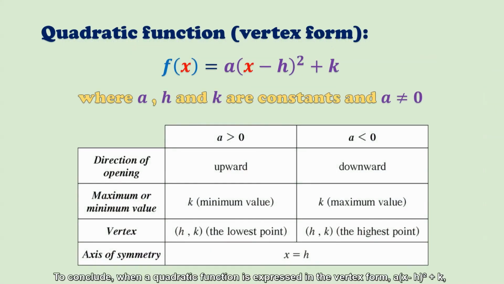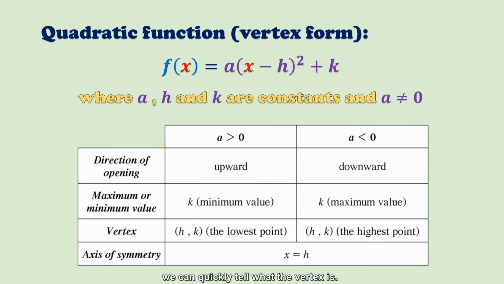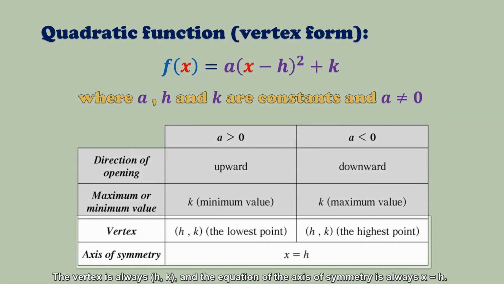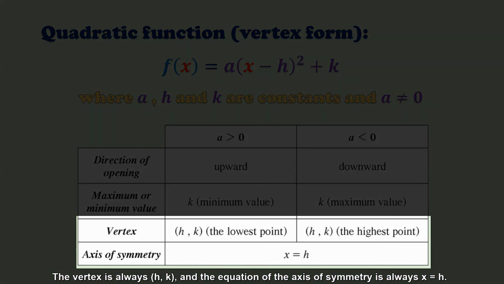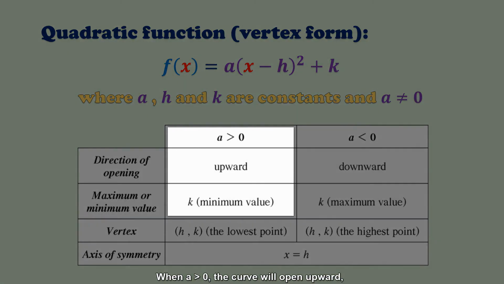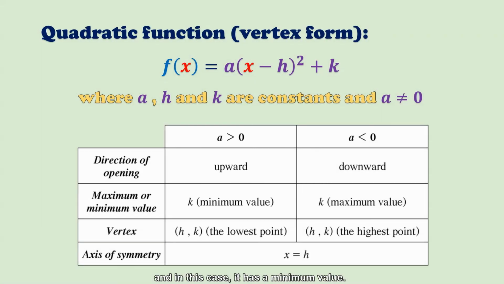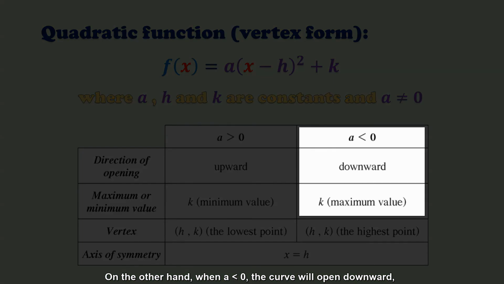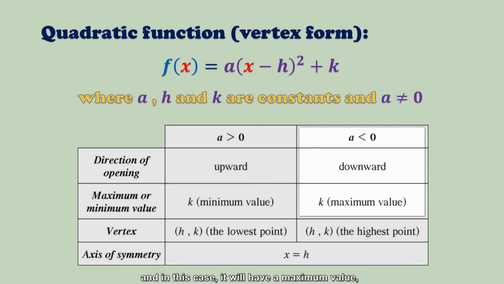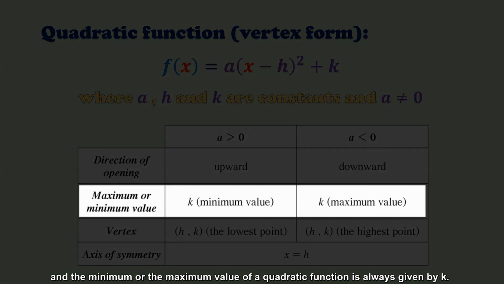To conclude, when a quadratic function is expressed in the vertex form a times (x minus h) squared plus k, we can quickly tell what the vertex is. The vertex is always (h, k), and the equation of the axis of symmetry is always x equals h. When a is positive, the curve will open upward, and in this case it has a minimum value. On the other hand, when a is negative, the curve will open downward, and in this case it will have a maximum value. And the minimum or the maximum value of a quadratic function is always given by k.